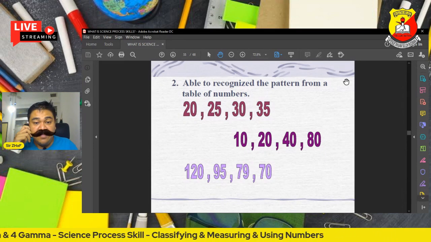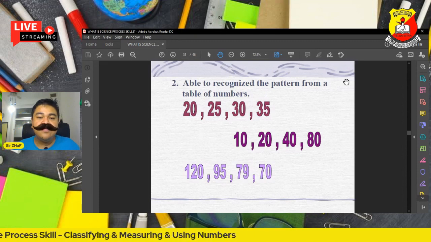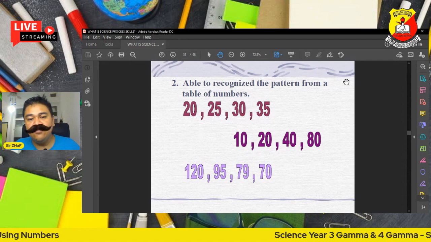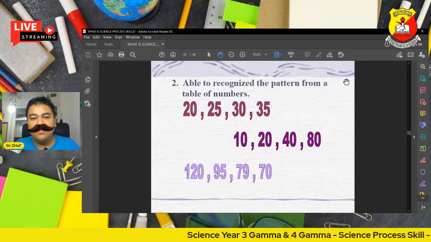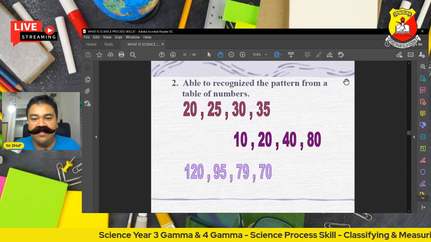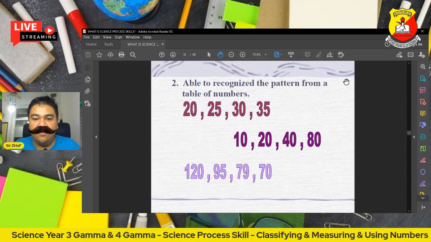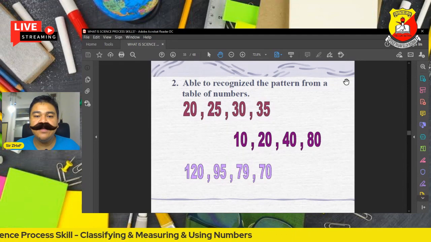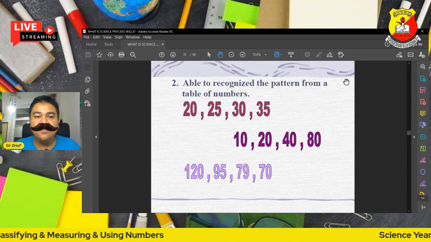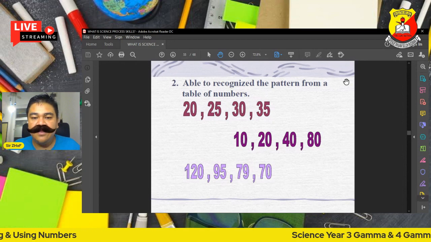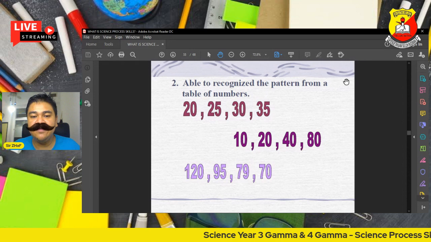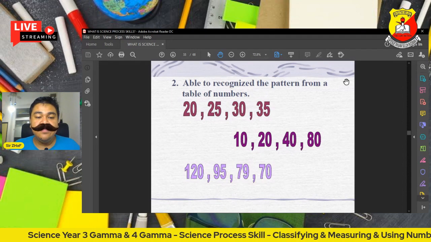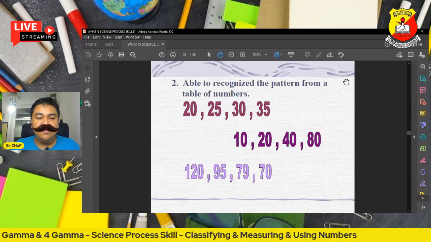Okay, look at the pattern of the second numbers: 10, 20, 40, 80. 10 to 20 is 10. 20 to 40 is 20. 40 to 80 is 40. So how to recognize the pattern from this table of numbers? They are ascending. Semakin menaik.